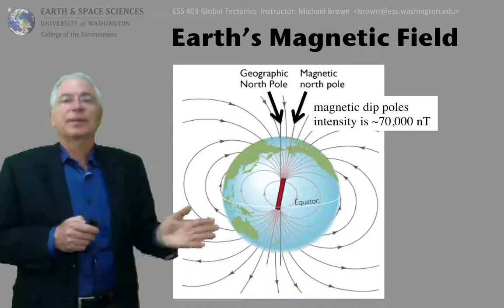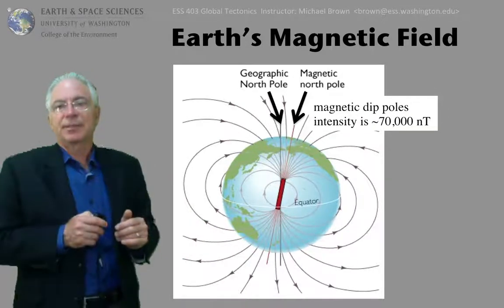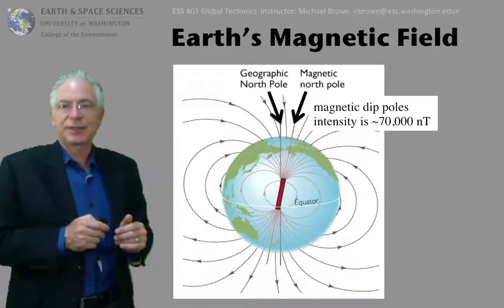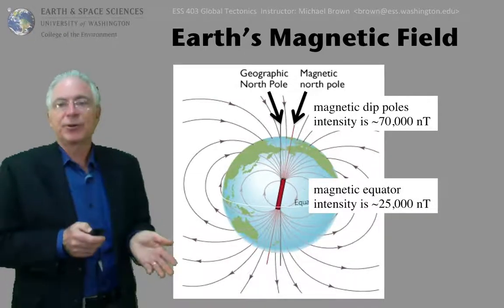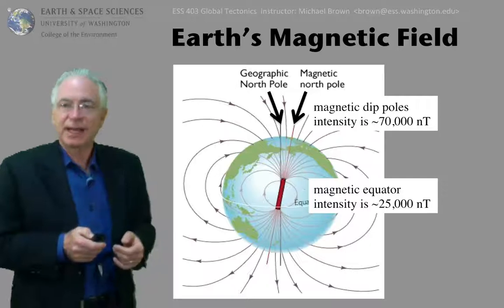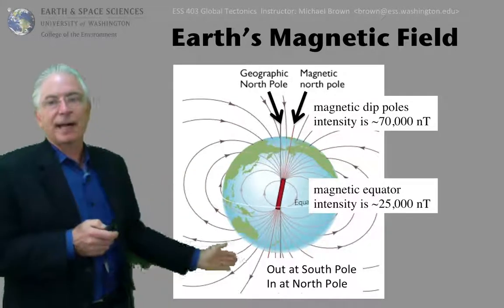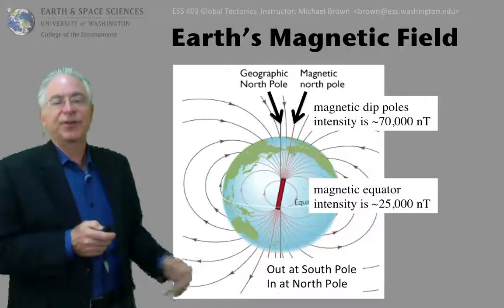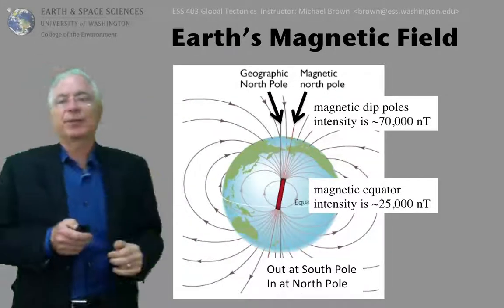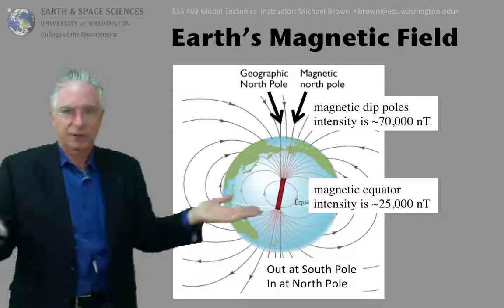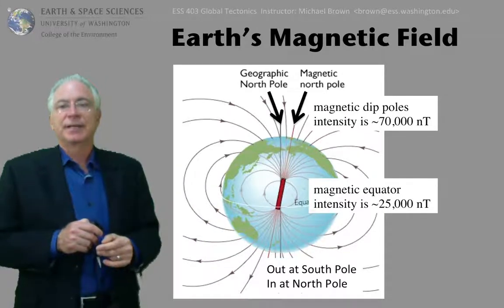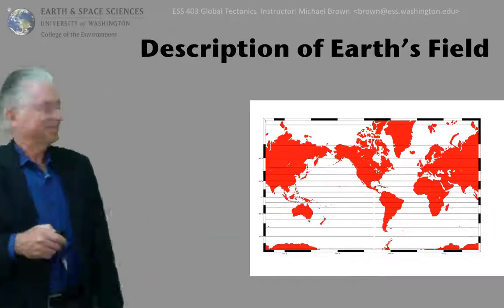The strength of the magnetic field near the poles is about 70,000 nanoteslas. At the equator, it drops as low as 25,000 nanoteslas. You have magnetic field lines coming out of the Earth in the southern hemisphere and coming into the Earth in the northern hemisphere. So that's Earth's magnetic field in the big picture.